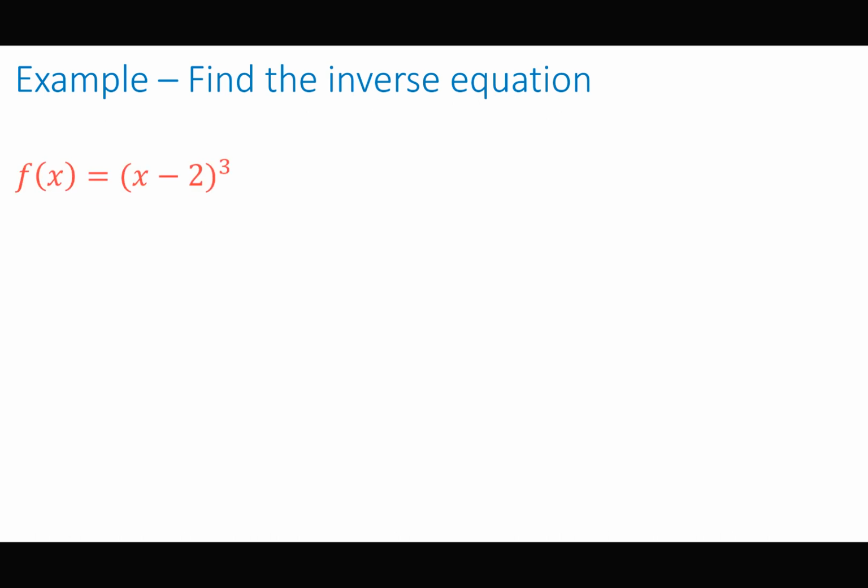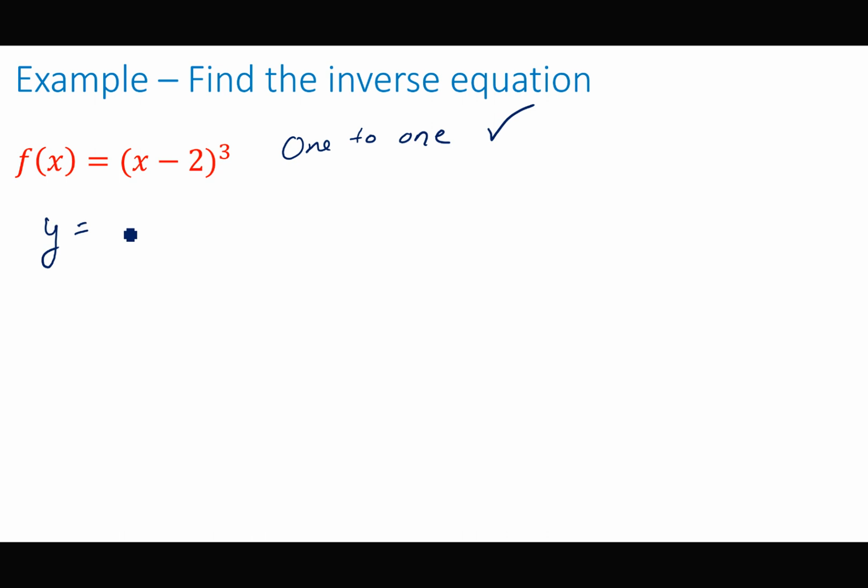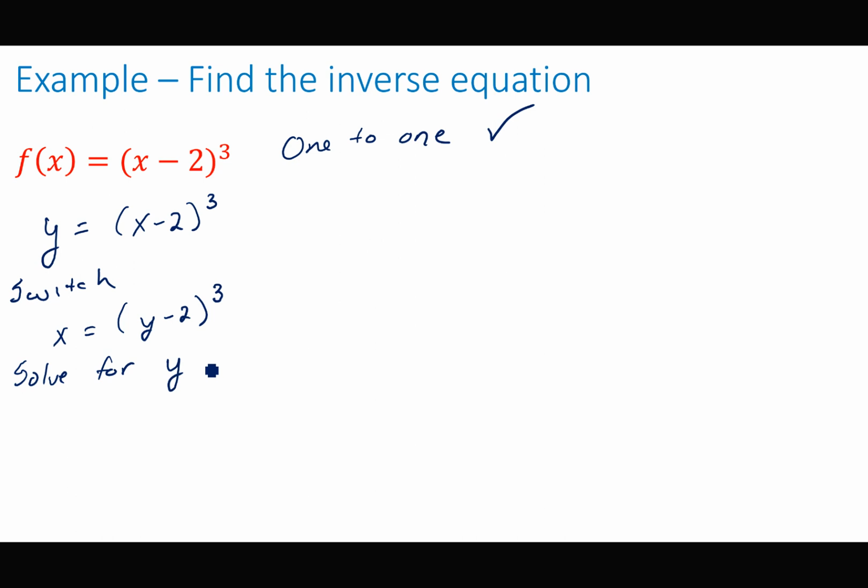Okay. And then the last one from our warm-up, we already said, yes, this is one-to-one. So because it's one-to-one, we can find the inverse. So let's do this one for practice. y equals x minus 2 cubed. I do my switch. I'll have x equals y minus 2 cubed. To solve for y, I'm going to do the cube root of each side.